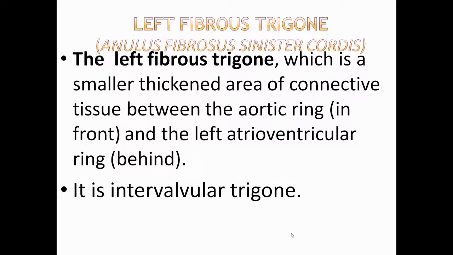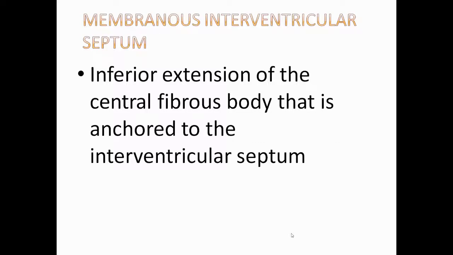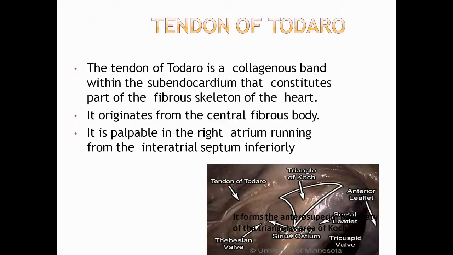Left fibrous trigone. The left fibrous trigone is a smaller thickened area of connective tissue between the aortic ring and the left atrioventricular ring. It is the intervalvular trigone. The membranous interventricular septum is an inferior extension of the central fibrous body that is anchored to the interventricular septum. Now we will see the tendon of Todaro.